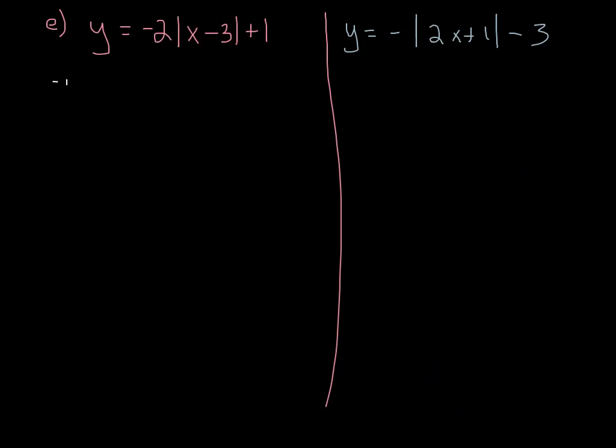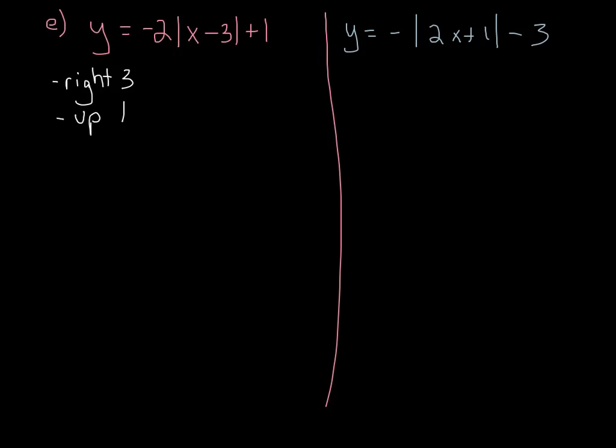Well, that means it's going to shift to the right 3. Let's write everything that's going to happen down. This plus 1 on the inside means you're going to shift the right vertex up 1. Alright? But wait a minute, we also have this 2 on the outside.